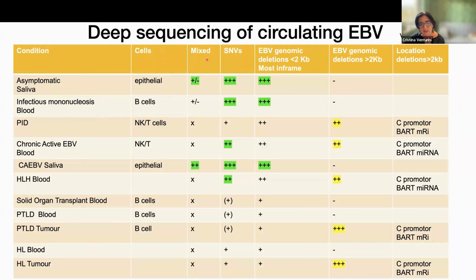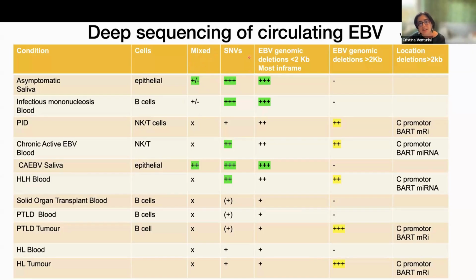And the first thing that we did was some deep sequencing. We wanted to understand more about the virus, what we can understand from the viral genome. So the first thing we looked at was the possibility of mixed infection. This is when we have an individual that is infected with more than one strain of EBV. And this is something that we can definitely see with sequencing.